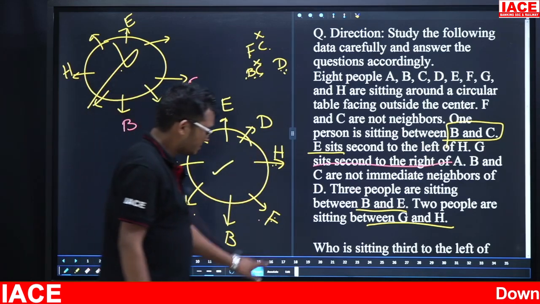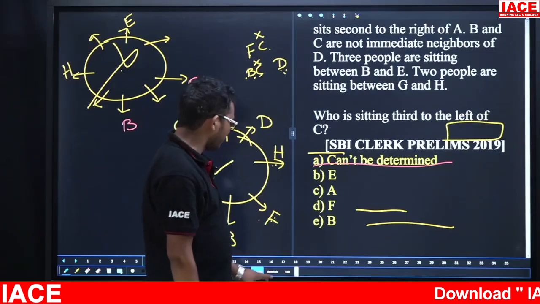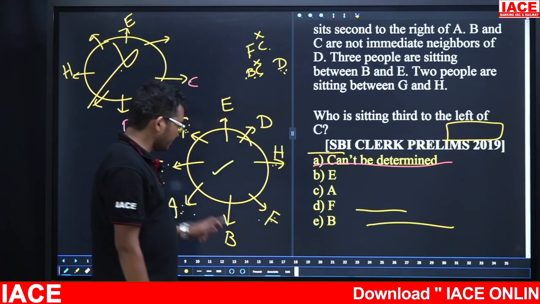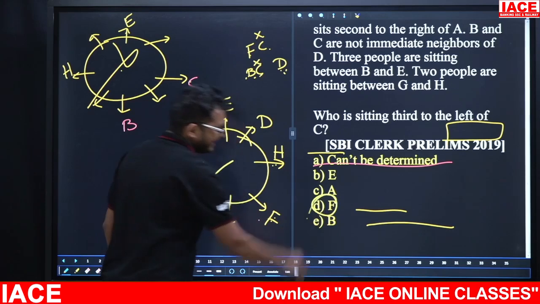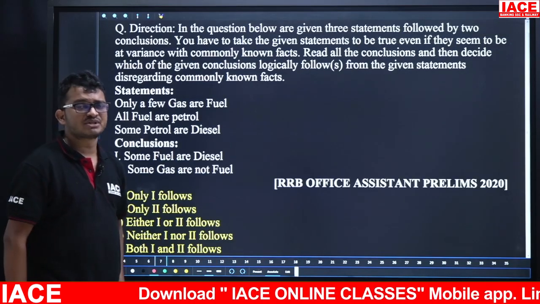Take the question here. Who is sitting third left of C? For C, third left is what here? F. So, answer is option D. Take next question. Your time starts now.